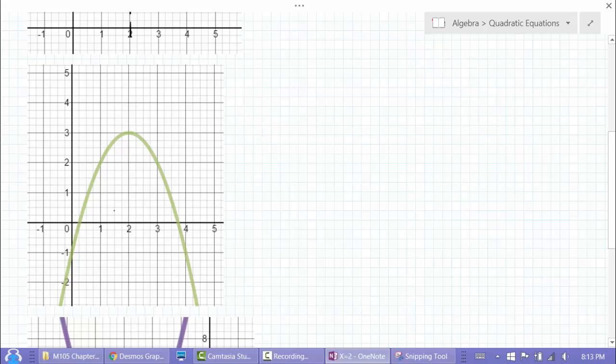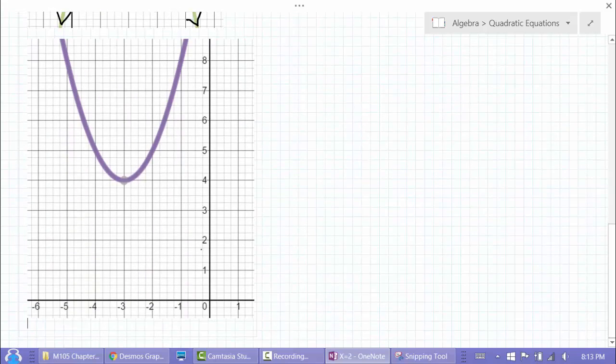Here the vertex is (2, 3). The axis of symmetry has equation x equals 2, and this parabola opens downward. Here the vertex is (-3, 4). The axis of symmetry has equation x equals negative 3, and the parabola opens upward.